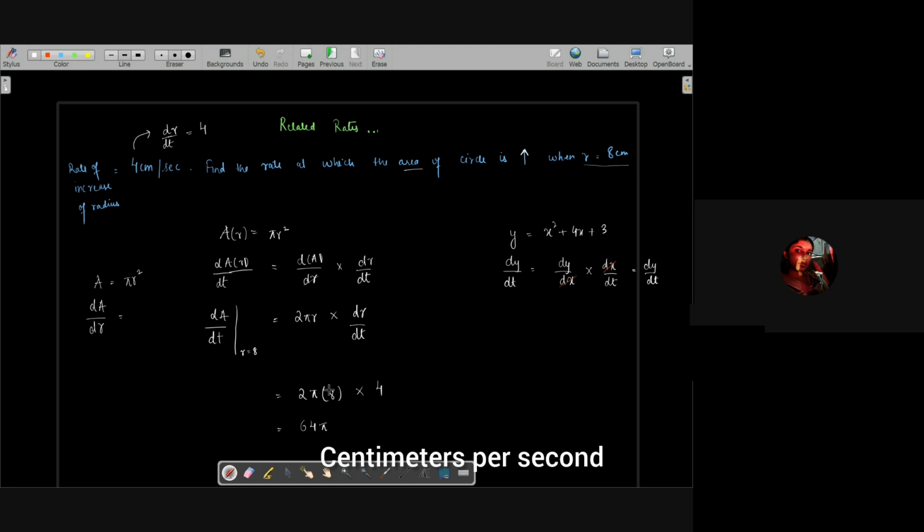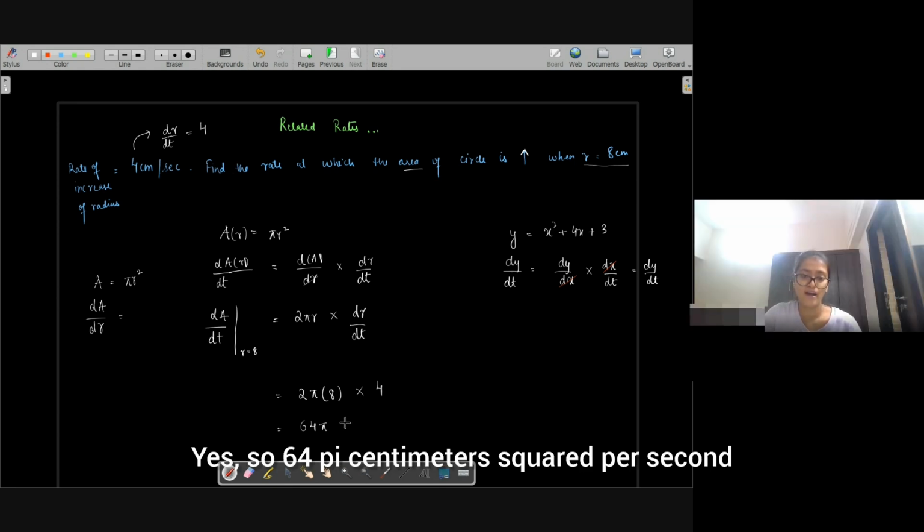Centimeters per second? Wait, no, centimeters squared per second? Yes. So 64 pi centimeter square per second.